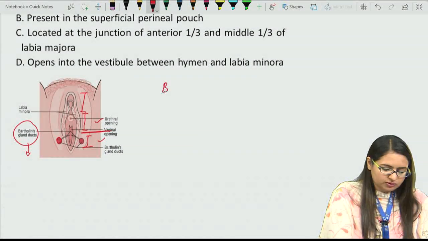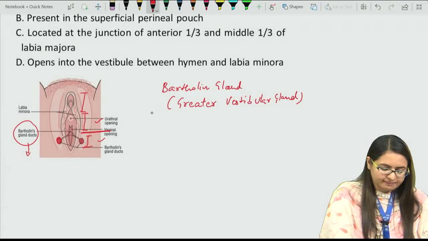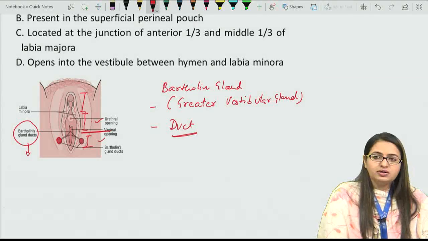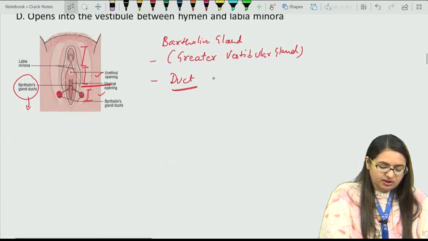So when we talk about the Bartholin gland, also known as the greater vestibular gland, first of all, they are homologous with the bulbourethral gland, and they are present at the junction of the middle and the posterior 1/3. Now the duct of the Bartholin gland is longer and it opens into the vestibule, between the hymen and the labia.